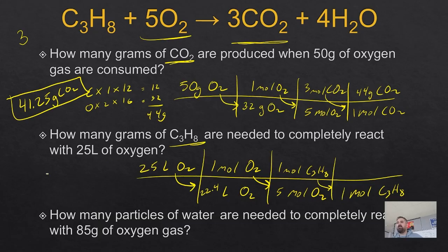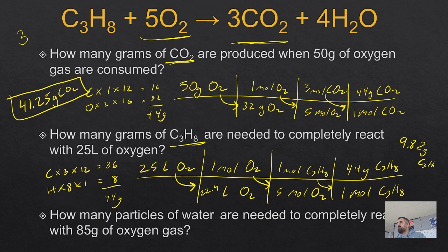And then we just have to calculate the molar mass. So we have carbon times 3 times 12, and then hydrogen times 8 times 1. So what's 3 times 12? And then 8 times 1 is 8. That gives us 44 grams of C3H8. Let's plug that into our calculator. It's going to be 25 divided by 22.4, and then we divide by 5, and then we multiply by 44. You should get 9.82. And what's our unit going to be? Grams of C3H8. Good.